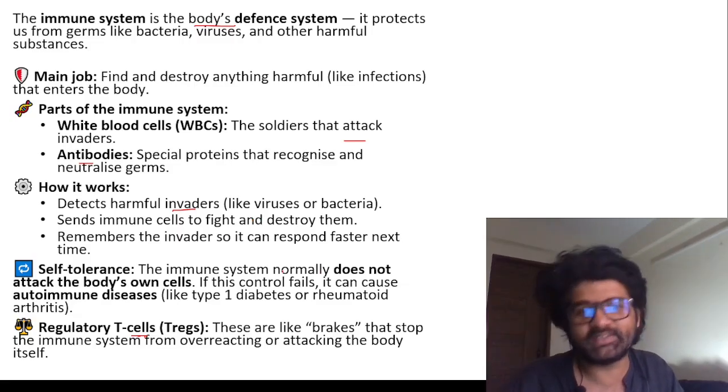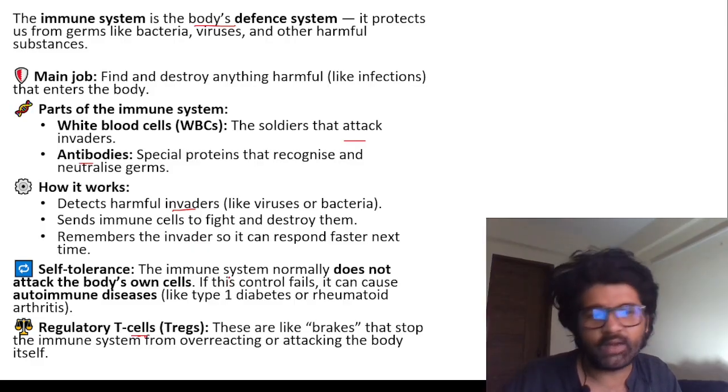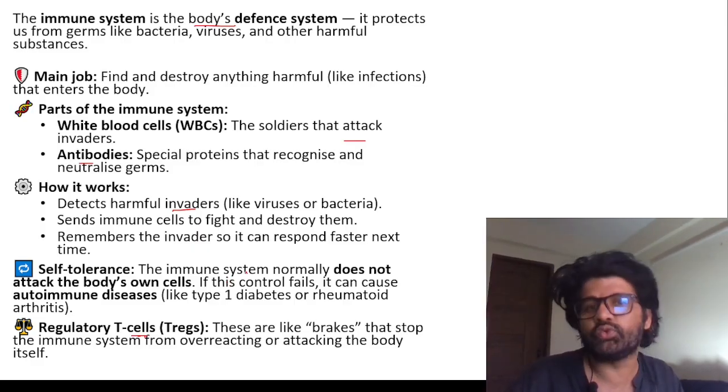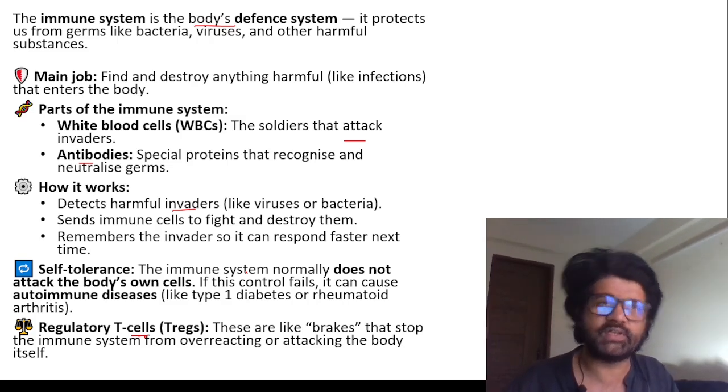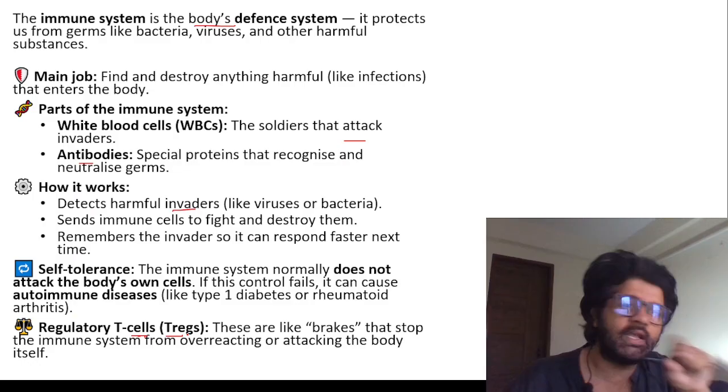But you have to understand which are enemies, which are your friends. Our cells are our friends, but not always. In the case of cancer, you have to destroy your own cells. Then you have to tell your WBCs etc. to attack your own cells. So this Treg ensures that our immune system is not attacking our own cells.